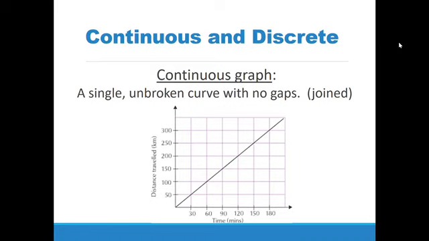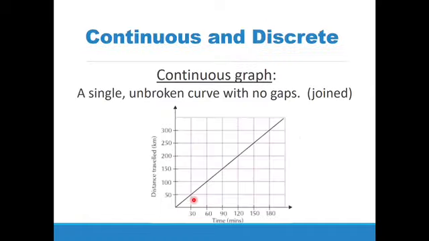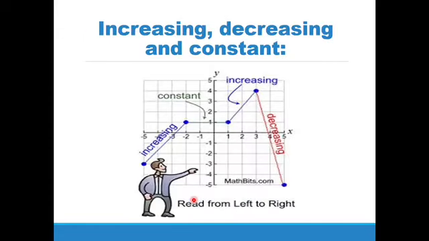Our first graph is called a continuous graph, which is a single unbroken line with no gaps, like the example shown below. Okay. A discrete graph takes up the value of counting numbers, and you can see it's broken and it's also not a straight line like the previous one. Alright, so those are the two different types of graphs.